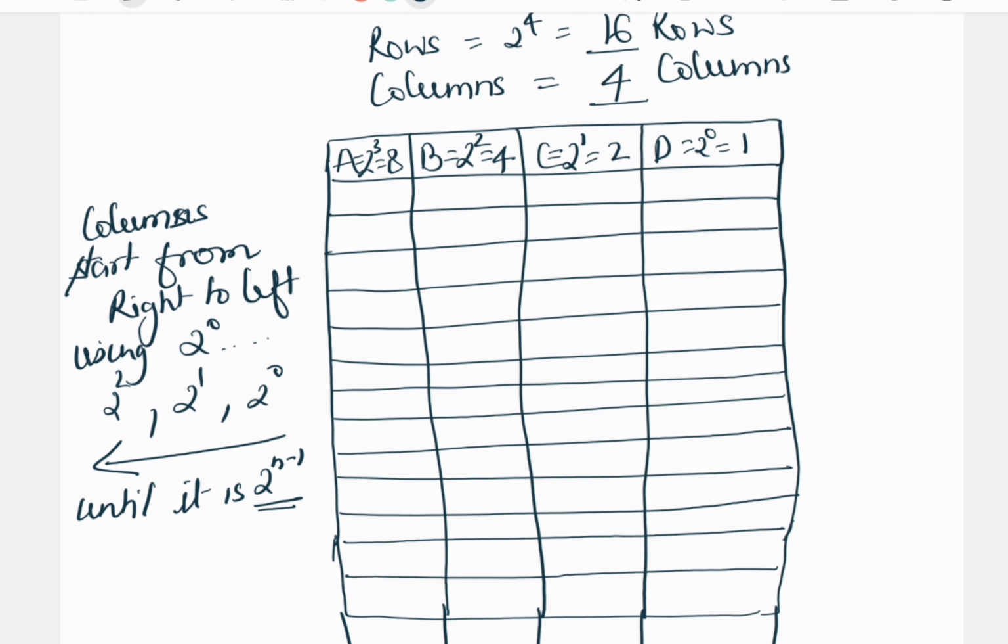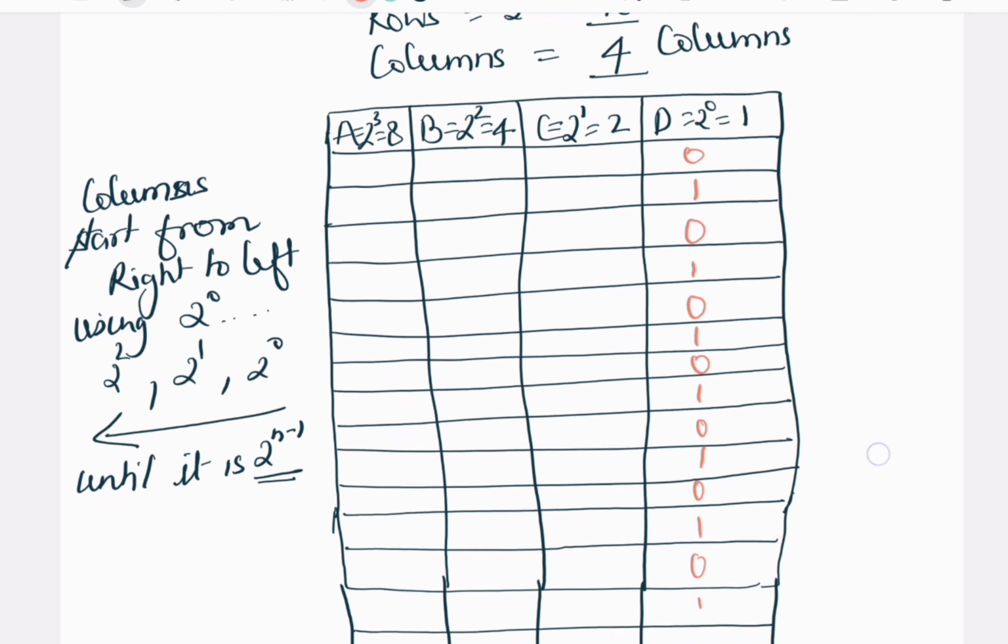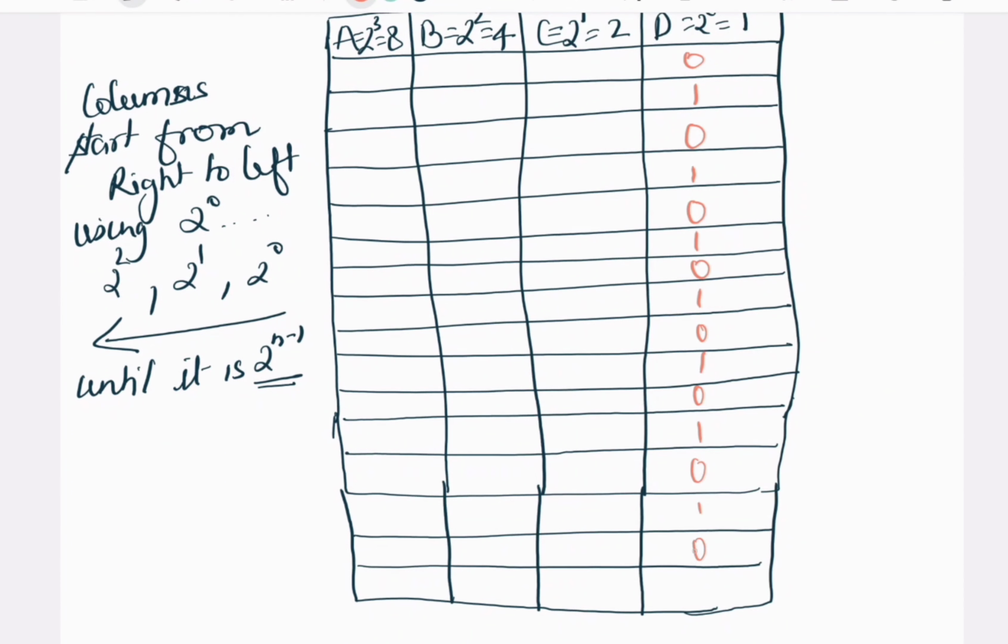So now let's fill the values. I'll take a different color. It's one time repetition: 0, 1, 0, 1, 0, 1, 0, 1, 0, 1, 0, 1, 0, 1, 0, 1. This is 2 times. So it's going to be 0, 0, 1, 1, 0, 0, 1, 1, 0, 0, 1, 1, 0, 0, 1, 1. This is 4 times.